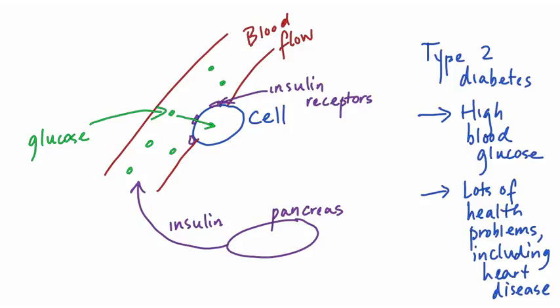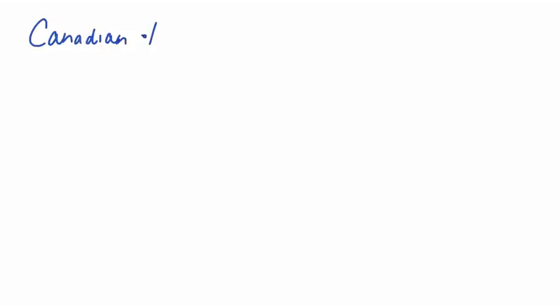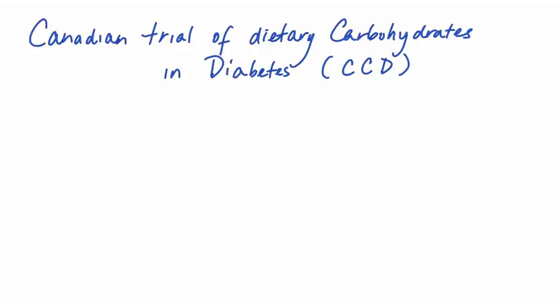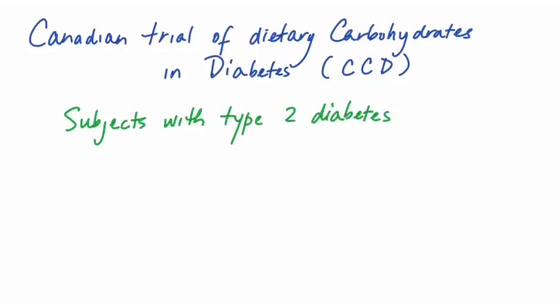Which brings us back to the purpose of our study, the Canadian Trial of Dietary Carbohydrates in Diabetes, or CCD for short. So remember, the main purpose of CCD was to compare in subjects with type 2 diabetes the effect of dietary carbohydrates. The actual study compared 3 different diets, but we're going to focus on just 2. We'll come back to the third briefly later.